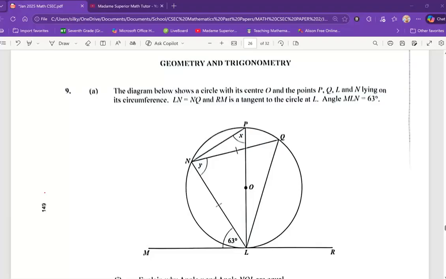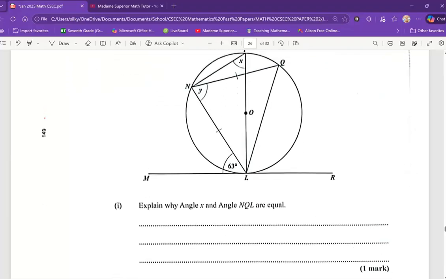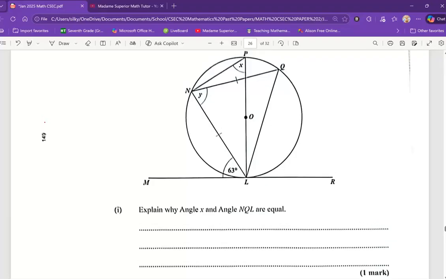So let's look at question number 9, part A from January 2025. The diagram shows a circle with center O and points P, Q, L, and N lying on its circumference. LN is equal to NQ and RM is a tangent to the circle at L. Angle MLN is equal to 63 degrees. So let's have a look at part 1. For 1 mark, we have to explain why angle X and angle NQL are equal.